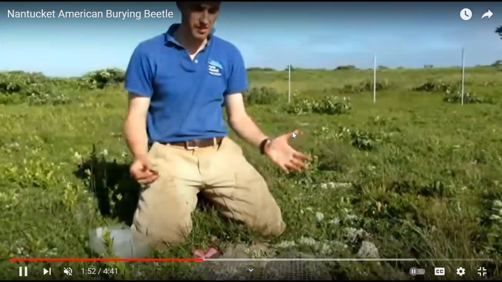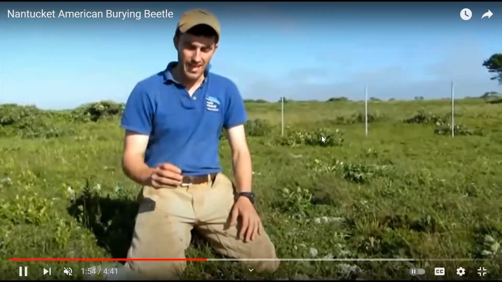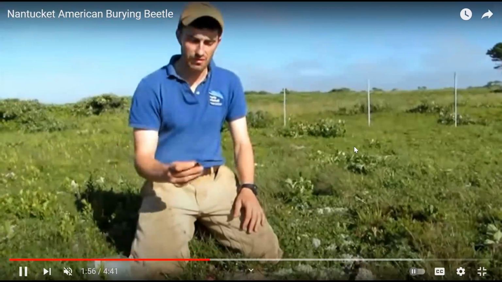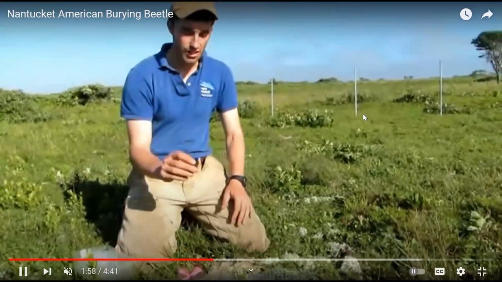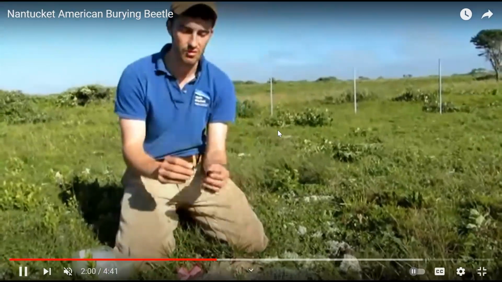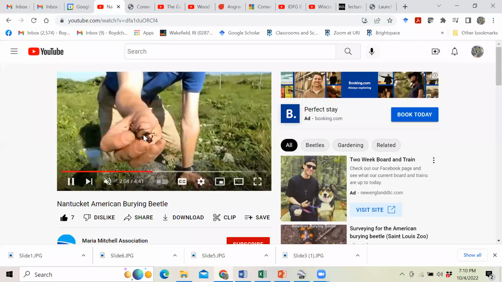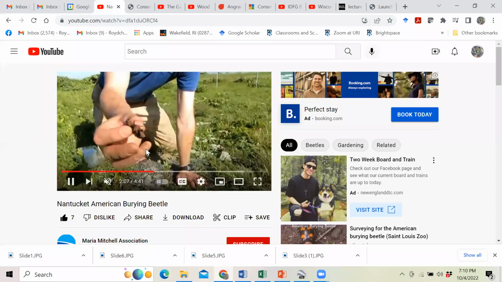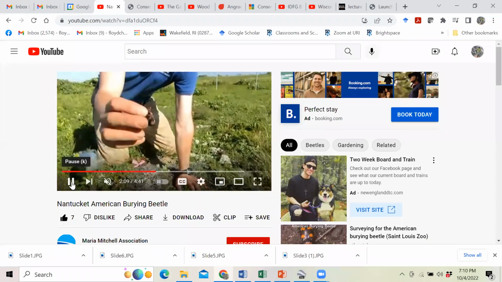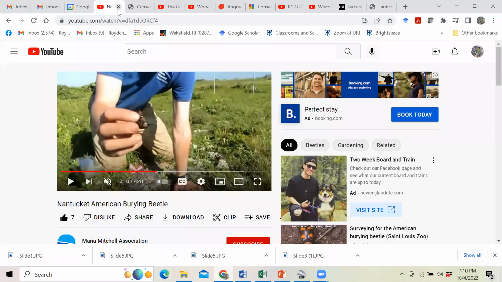I think one group is studying the American burying beetle, so we'll hear more about this. There's the habitat they're in. Nantucket, of course, is a distinct geographic feature. So you could say that the American burying beetle population there is a distinct population. You can just tell by looking.